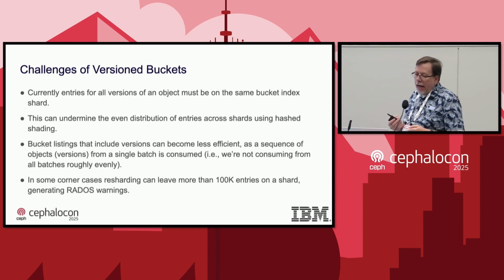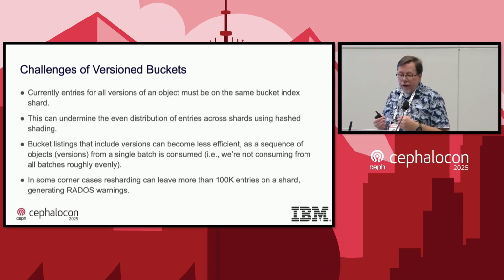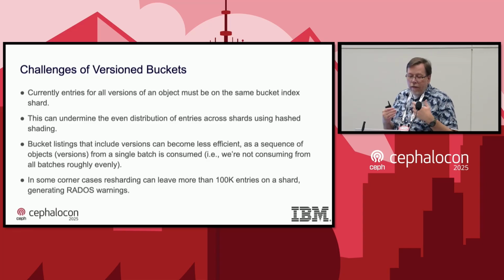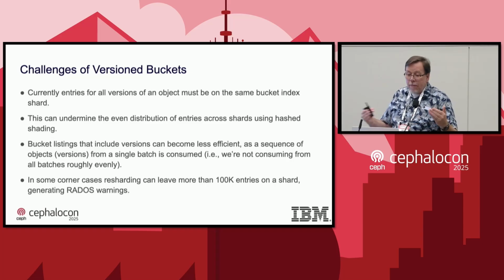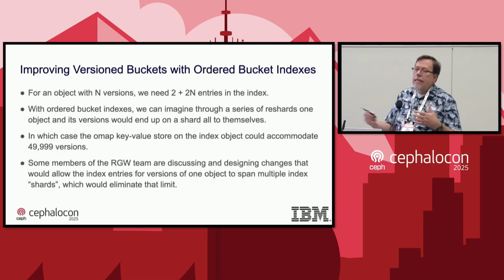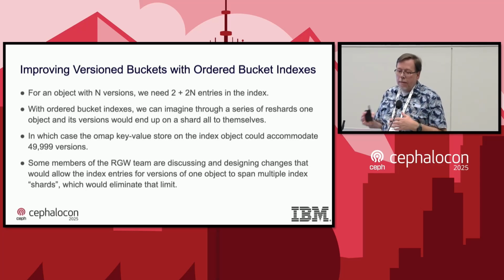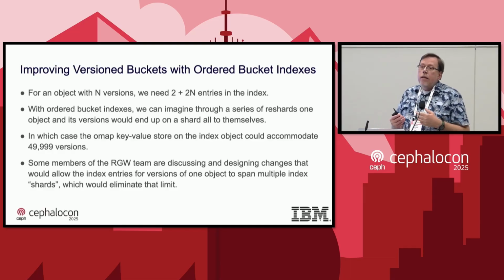And there are some corner cases where there could be more than 100,000 entries for a given object, versions on the same shard. And so resharding becomes challenging. We may not be able to get it below 100,000, which is our soft limit, the point at which warnings start taking place. All right. So we're hoping, although the design team is still discussing how best to implement this, that we would like to be able to improve that as well.